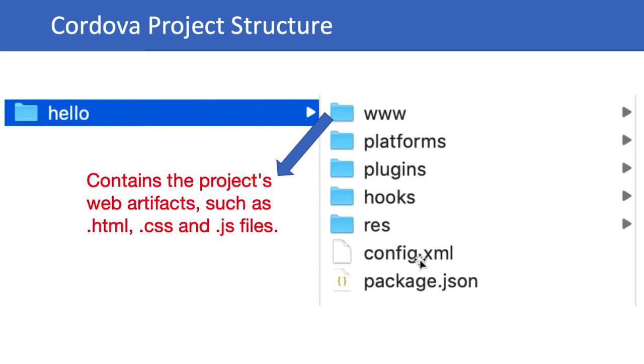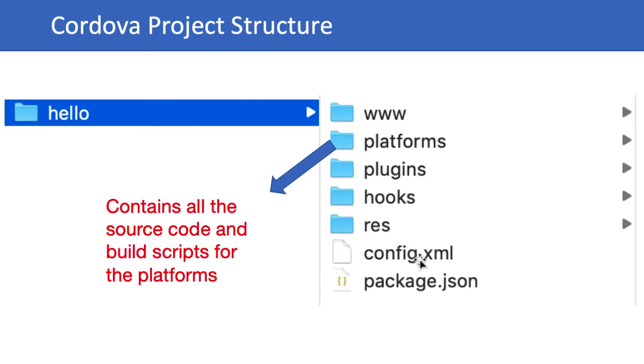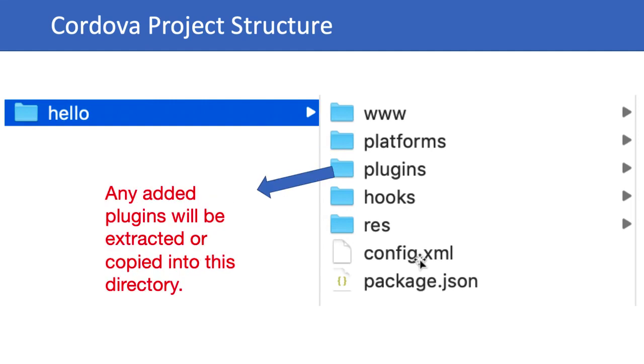Another directory is the platforms directory, which contains all the source code and build scripts for the platforms that you add to your project, whether Android or iOS. Everything related to that platform will come into that platforms folder. Another folder is the plugins folder, where any added plugins are extracted and copied. When we add a new platform like Android, iOS, Windows, or any other, Cordova copies all the plugins from here and sends them to that respective platform directory.